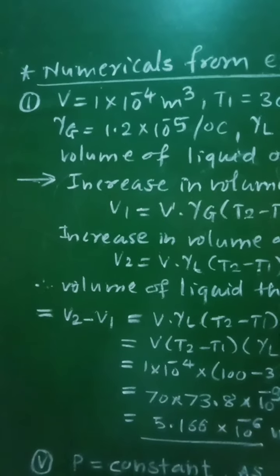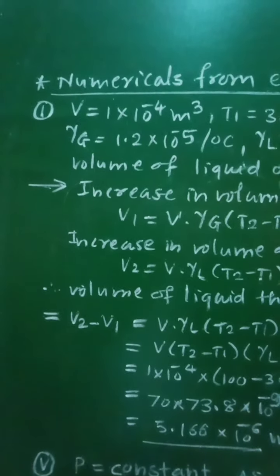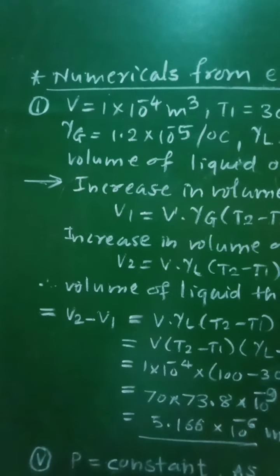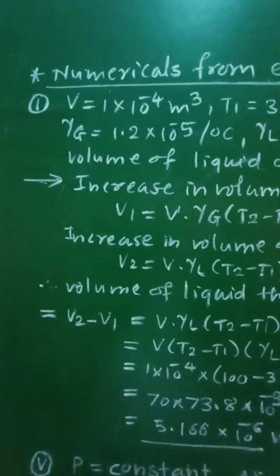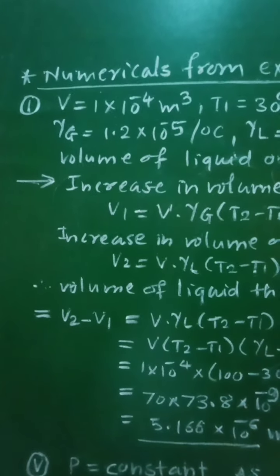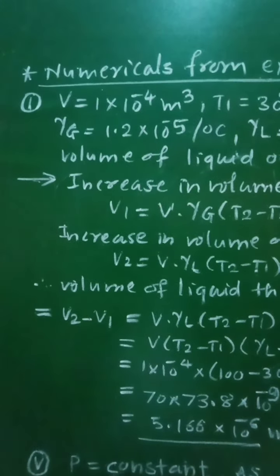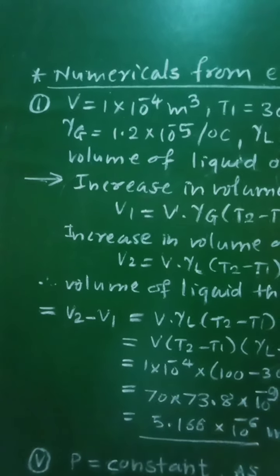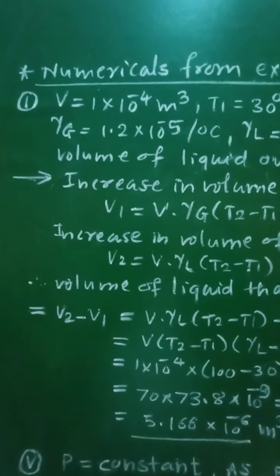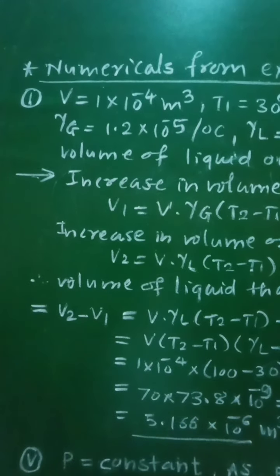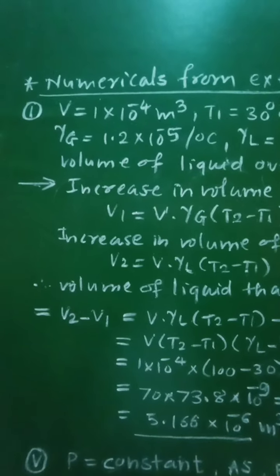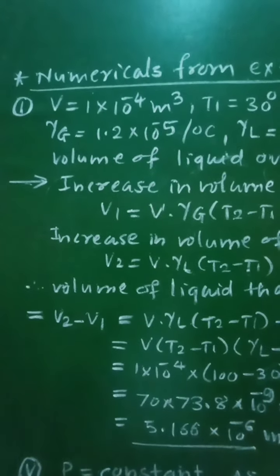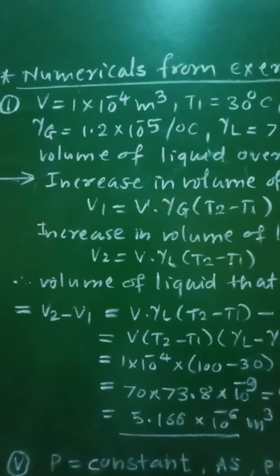It is filled with a liquid at 30 degrees Celsius. If the temperature of the system is raised to 100 degrees Celsius, how much of the liquid will overflow? The coefficient of volume expansion of glass is 1.2 into 10 raised to minus 5 per degree Celsius, while that of the liquid is 75 into 10 raised to minus 5 per degree Celsius.